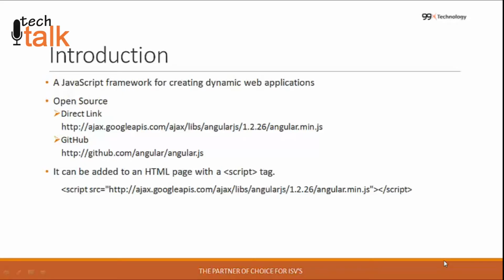So let's first look at what is AngularJS. AngularJS is a JavaScript framework, or we can say that it is a client-side framework. We can use it to create dynamic web applications. And also AngularJS is open source. You can download AngularJS from these two links. You can download it either from the direct link or it is also available in GitHub. And when we are using AngularJS within our applications, we have to mention the location of it under a script tag, as shown in here.